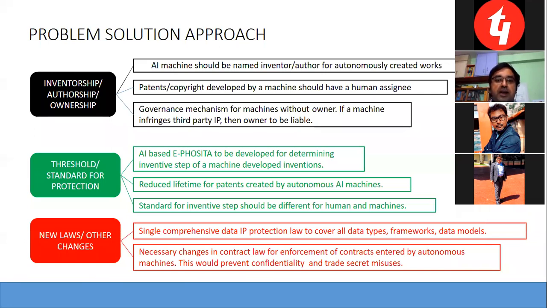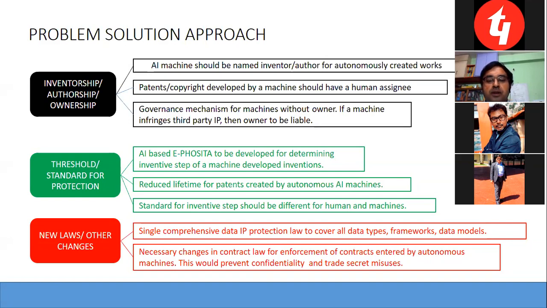So standards would be higher, and e-FOSITA would keep on learning, and it would keep on increasing its knowledge, so that it's even more difficult to get through the obviousness test by the machines. So for AI machines, we can reduce the lifetime, because as I told you, once we move to the ASI levels, AI machines would be inventing very fast.